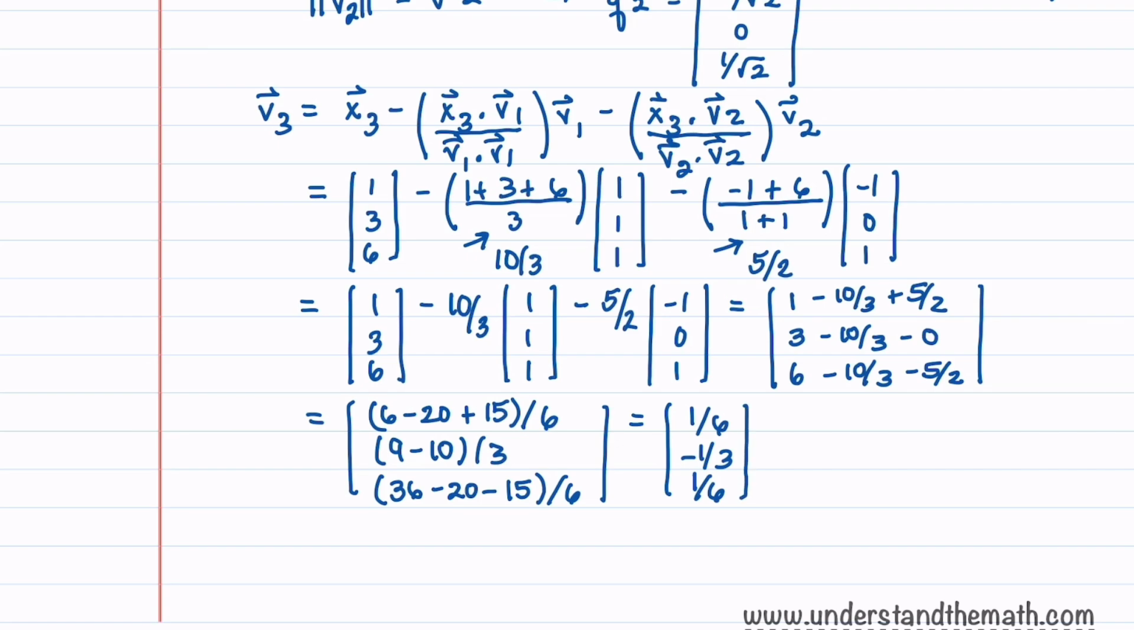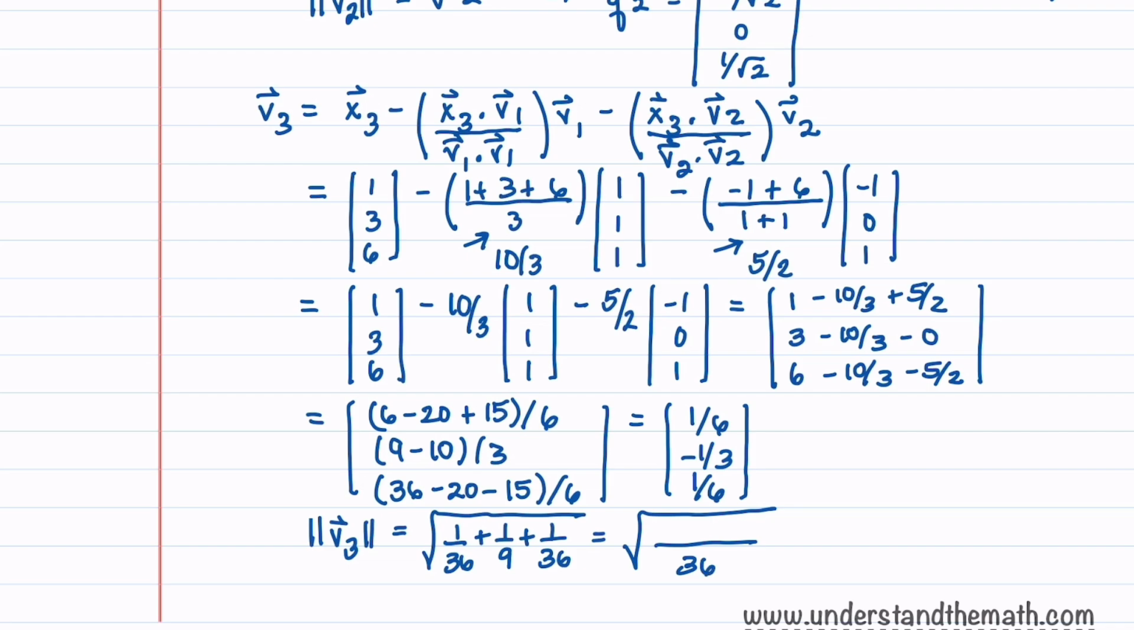In order to find Q3, we've got to find the magnitude of V3. And that's just going to be the square root of 1 over 36 plus 1 over 9 plus 1 over 36. Let's make a denominator of 36. So we have 1 plus 4 plus 1. So this is just the square root of 6 divided by 36, which is 1 divided by root 6.